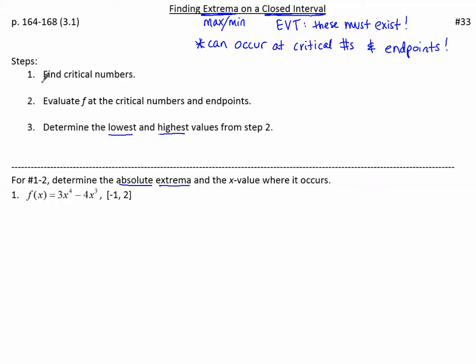Step one, we've got to find the critical numbers, since these maxes and mins can occur at critical numbers. So we remind ourselves that critical numbers is where the derivative equals 0 or does not exist. So for these examples, when we have to find these absolute extrema, first thing we do is find the critical numbers.